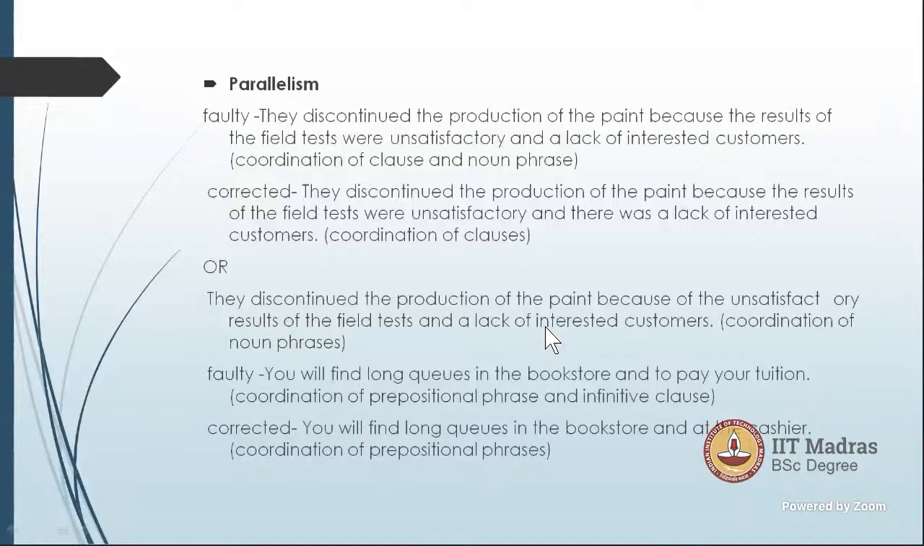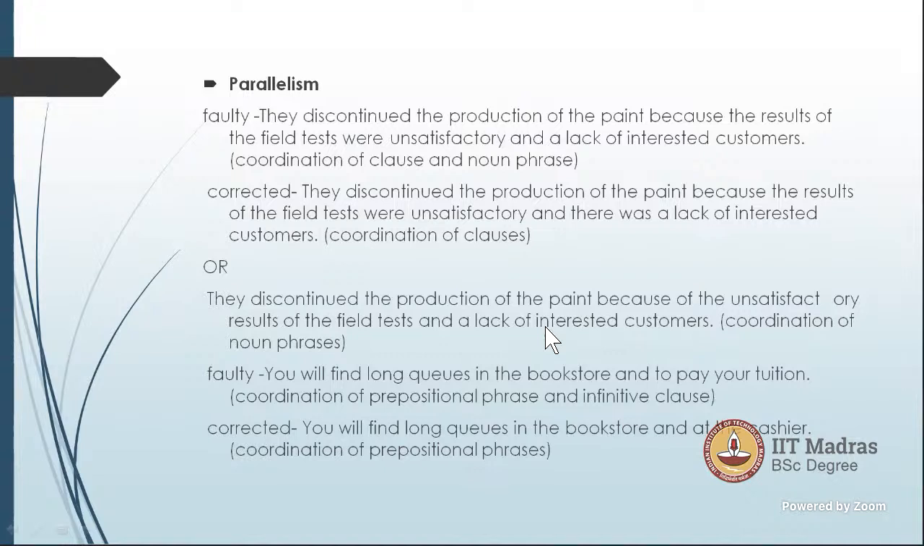The first one: they discontinued the production of the paint because the results of the field tests were unsatisfactory and a lack of interested customers. Okay, so what are the two things that they have tried to keep in parallel? The results of the field tests were unsatisfactory and a lack of interested customers. Now, while we were discussing parallelism, I had told you that the grammatical structures for the two parts that you are placing in parallel should be the same, right?